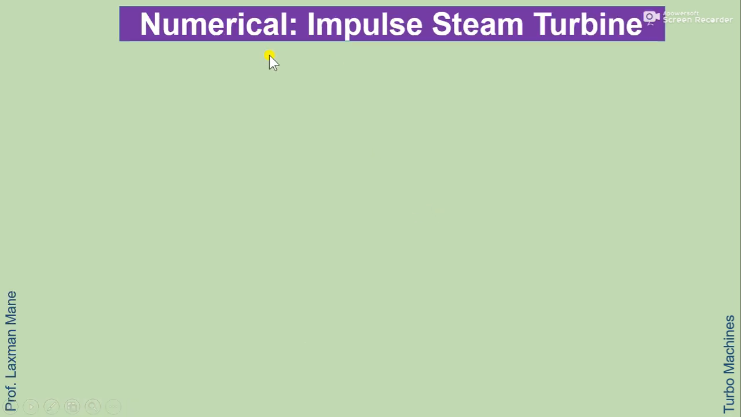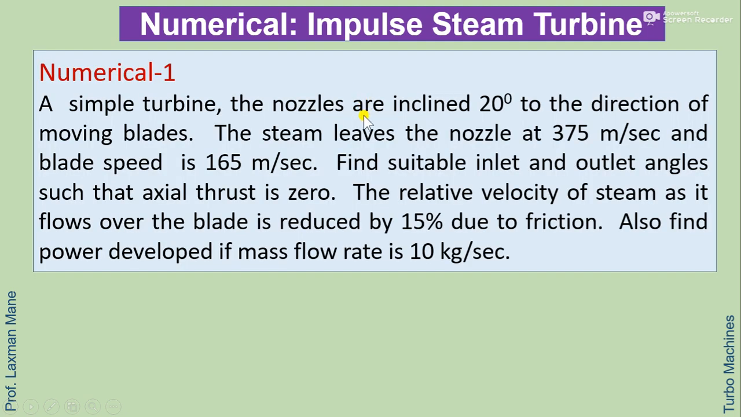So first, take numerical 1, a simple turbine. The nozzles are inclined at 20 degrees to the direction of moving blades. The steam leaves the nozzle at 375 meters per second and the blade speed is 165 meters per second. Find suitable inlet and outlet angles such that axial thrust is 0. The relative velocity of steam as it flows over the blade is reduced by 15% due to friction. Also find the power developed if the mass flow rate is 10 kg per second.